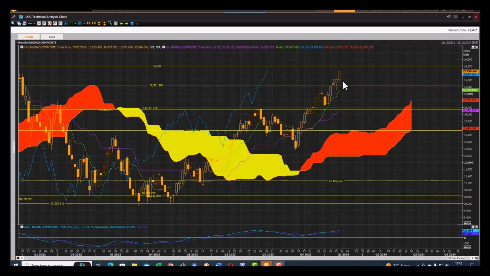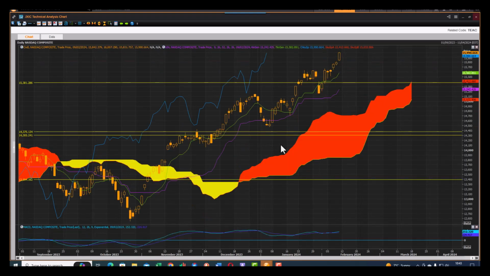A little bit extended from the top end of the cloud on a weekly basis, and we can also see this move is almost equating that move there. So we've got the 2023 rally and now the 2024 rally coming through there in the cloud chart. Looking at the daily, very extended from the top end of the cloud.